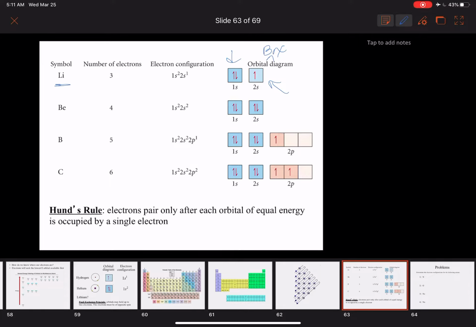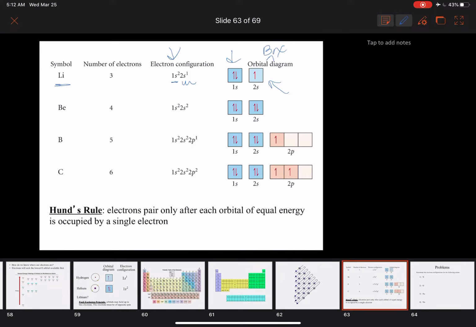Now, if we're going to explain where the electrons are going in terms of electron configuration, which again, remember, is the same exact thing as the orbital box diagram, it's just a different way to write it, we would say that the first 2 electrons go in the 1s orbital, and that 3rd electron goes in the 2s orbital. And the way we say that is that the electron configuration for lithium is 1s2, 2s1.